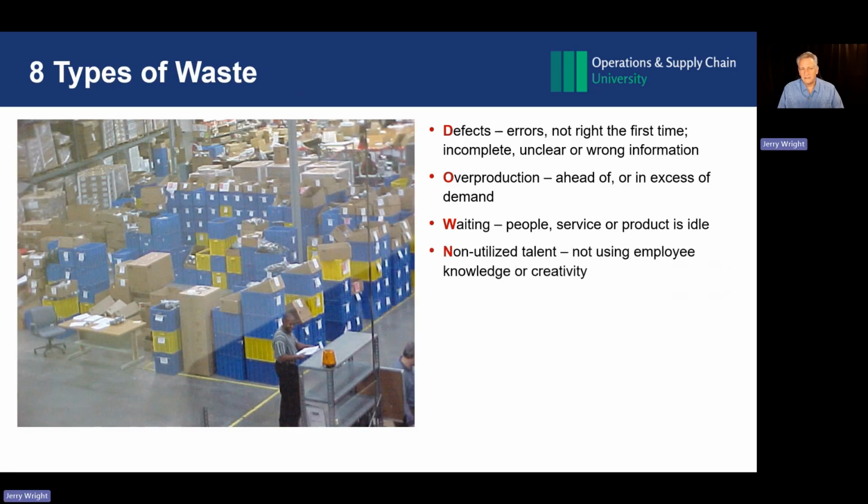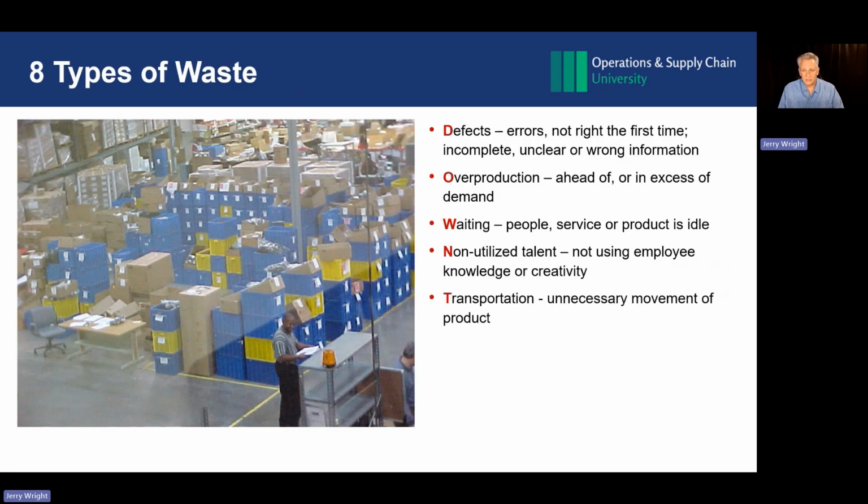Non-utilized talent is the 8th waste. I know it shows up in the middle of DOWNTIME, but this one was added to the original 7 wastes that were discussed in Lean by Toyota for many years. Non-utilized talent is when an employee might have a great idea or some knowledge that they want to implement, and they're limited. They can't get it done. So technically, that's a waste. Think of a mind or an idea as a terrible thing to waste.